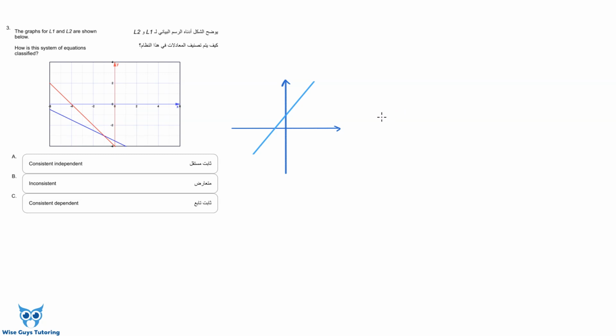Okay, so consistent independent means you have two lines that are completely independent, and they will have one intersection. They will have one unique solution, which is, of course, their intersection right here. So this one will be called consistent independent.